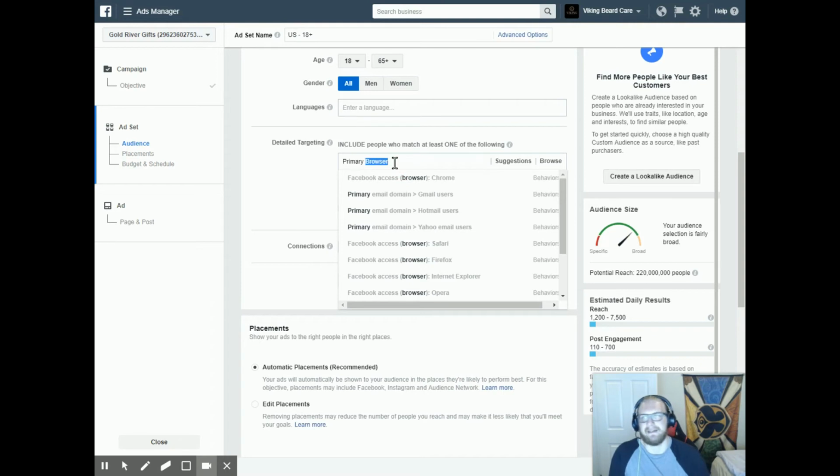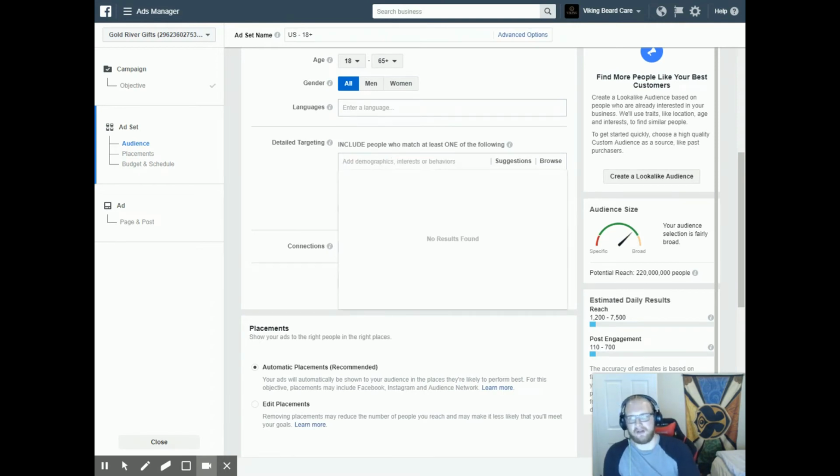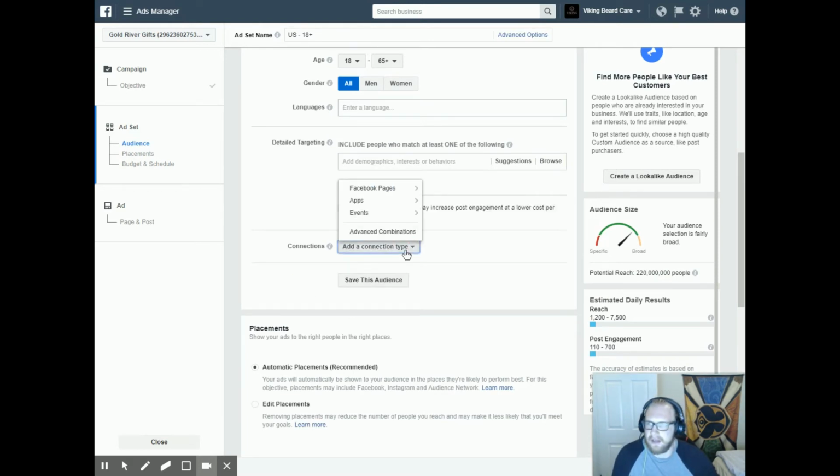Number 16. So target people that responded to your event. So you can actually go down to connections, add a connection. I believe, what was it? Events. There's a way of doing it. People who responded to your event.